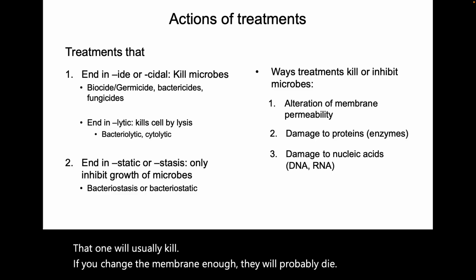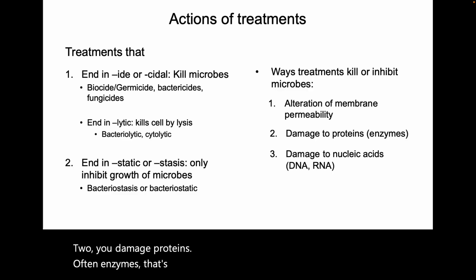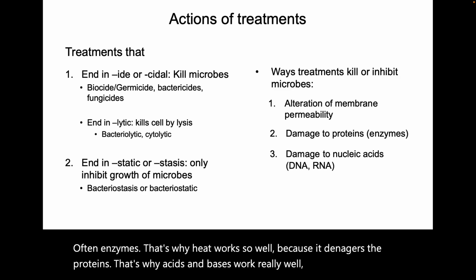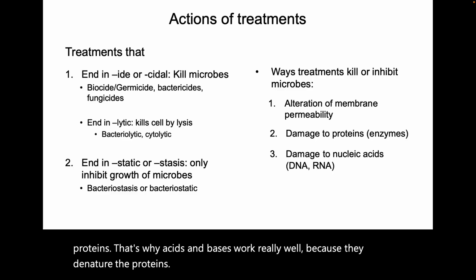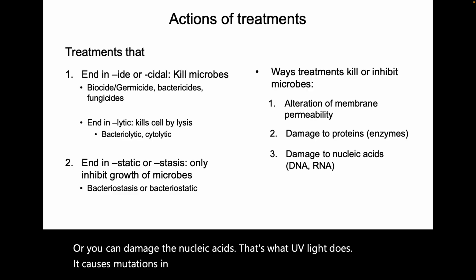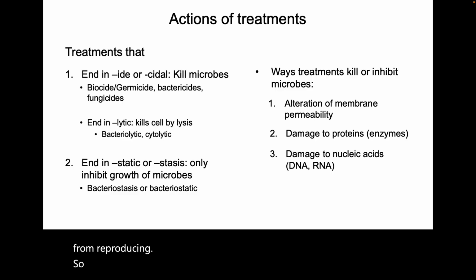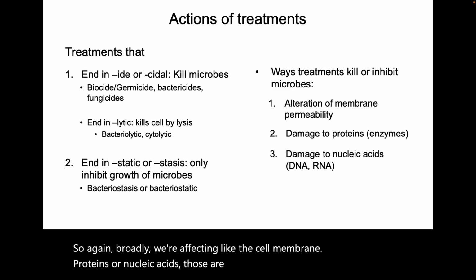2, you damage proteins. Often enzymes, that's why heat works so well, because it denatures the proteins. That's why acids and bases work really well, because they denature the proteins. Or you can damage the nucleic acids. That's what UV light does. It causes mutations in the DNA, which eventually will prevent the microbes from reproducing. So again, broadly, we're affecting the cell membrane or cell wall, proteins, or nucleic acids. Those are the big targets when we're controlling microbial growth.